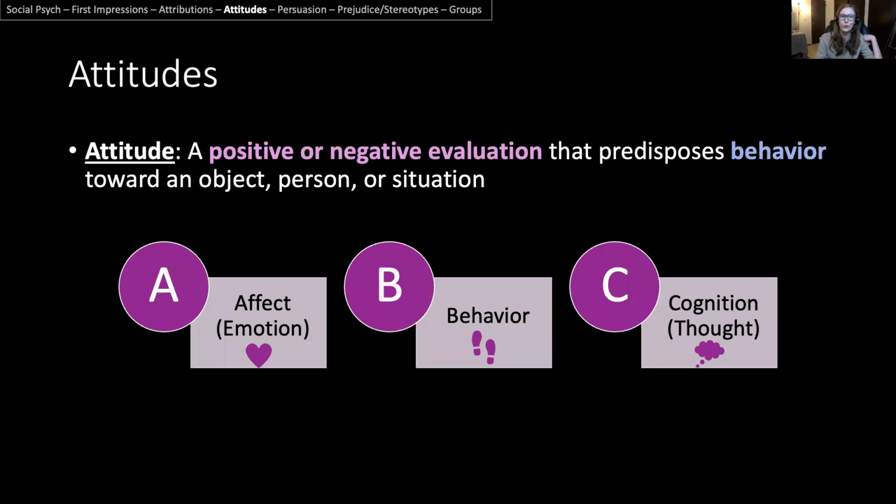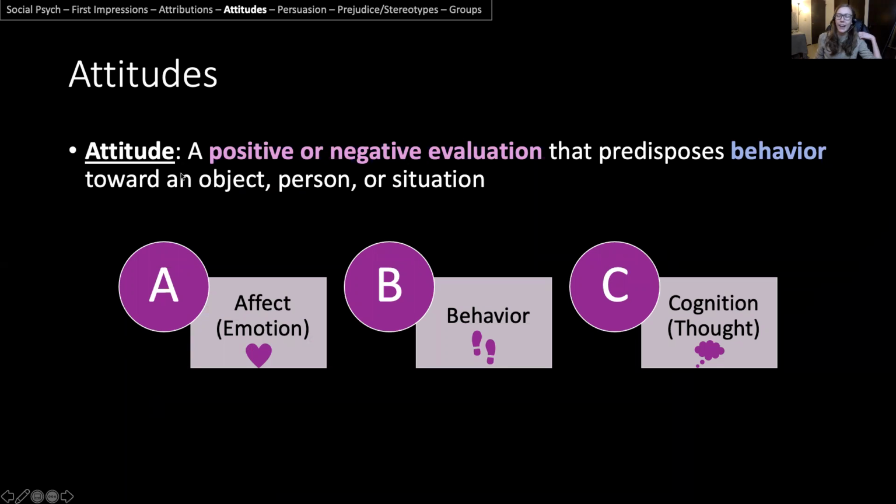So this kind of example shows an attitude about something. An attitude, by definition, is a positive or negative evaluation of something that then affects or predisposes your behavior towards that thing, a person, a situation, etc. And there's kind of these ABCs of attitudes. They share these three basic elements. You might recognize them from the beginning of this lecture.